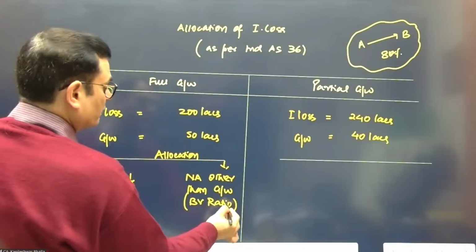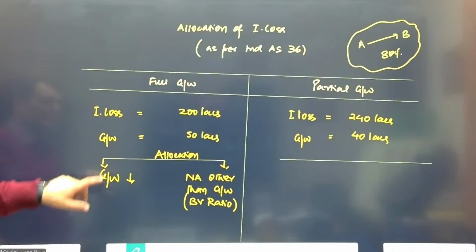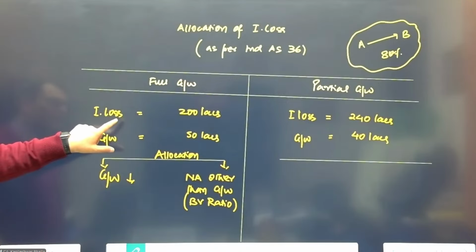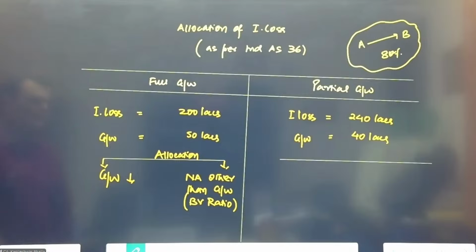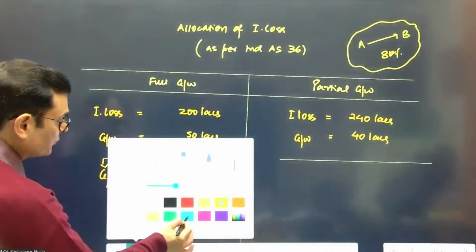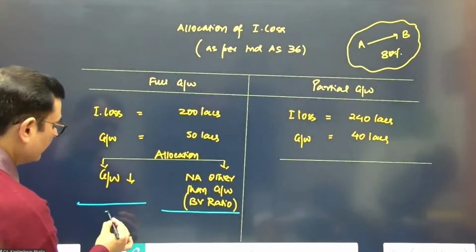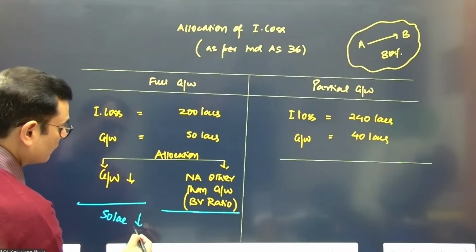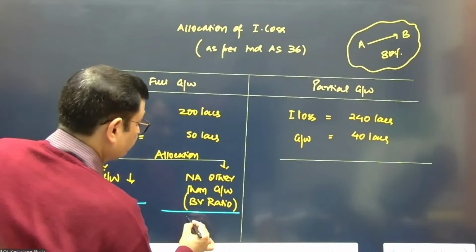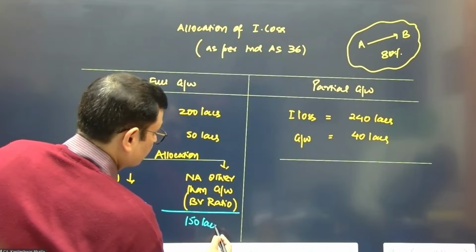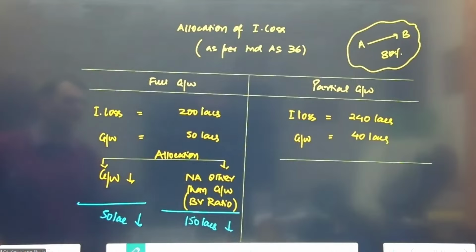So I think now let's put the questions back to you. In this case, if the impairment loss is 200 lakhs and the goodwill is 50, can you tell me how much will you reduce the goodwill by? 50. That's right. So we'll decrease the goodwill by 50 lakhs. And what about the net assets other than goodwill? 150 lakhs. Wonderful indeed. So there is no challenge when it is a full goodwill.